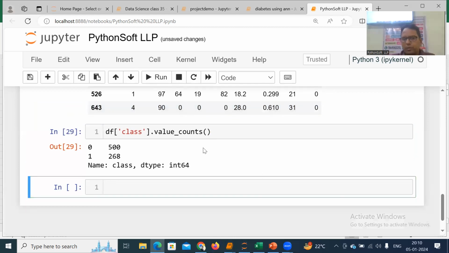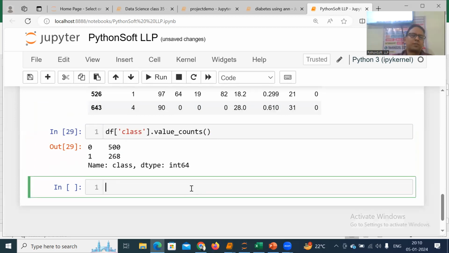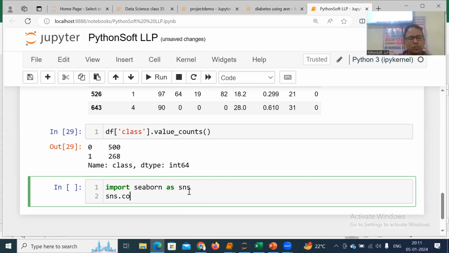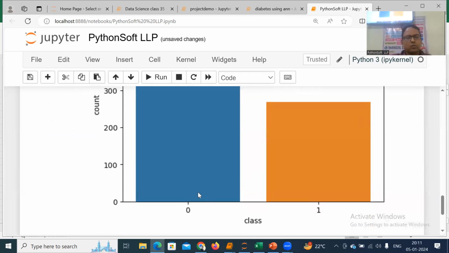This is the command. You may not know this command. The job of this command is to tell you that in my data set, 500 people are not suffering from diabetes, and 260 people are suffering from diabetes. So I want to display it in, let's say, a bar chart. For that, I'm using import seaborn as SNS. SNS dot countplot is used to count and show in a bar chart. Class. You see here, getting the same information. 0 means not suffering from diabetes, 1 means suffering from diabetes. The graphical.